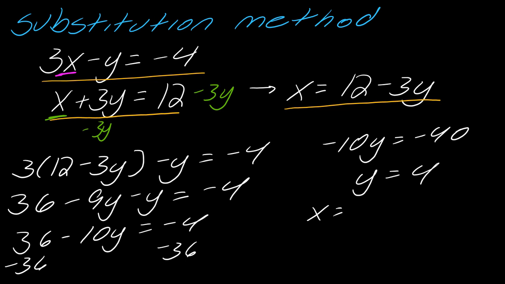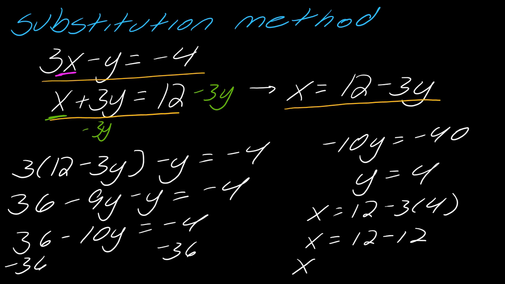So I have x equals 12 minus 3 times 4. So it's x equals 12 minus 12. So x is going to equal 0. And then a lot of times you want to write this as an ordered pair, in alphabetical order, so x comma y. So my solution is 0 comma 4. That would be my solution. And you can check that by substituting this back into the original equations and just making sure that it's true.